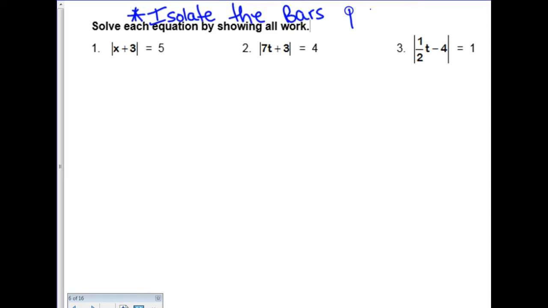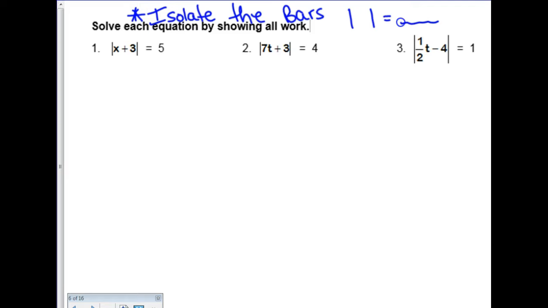So whatever it is, the absolute value bars can equal something. But those bars have to be completely isolated. They can't have a coefficient in front. They can't have an addition or subtraction problem off to the side of it. It has to be totally isolated.